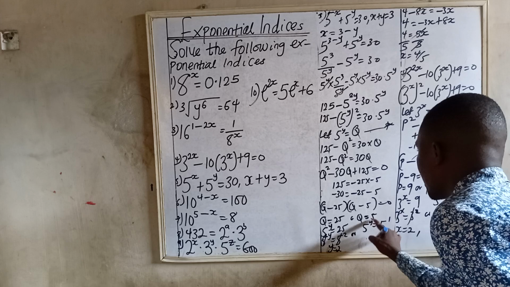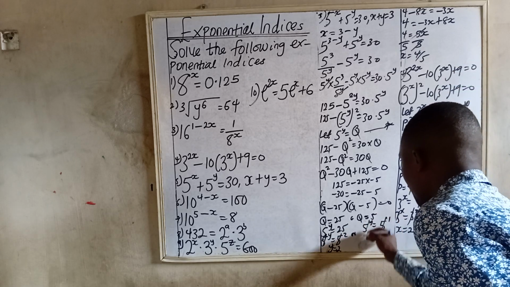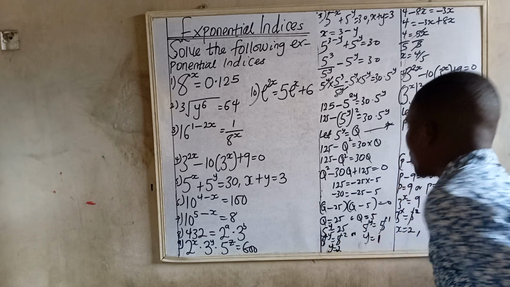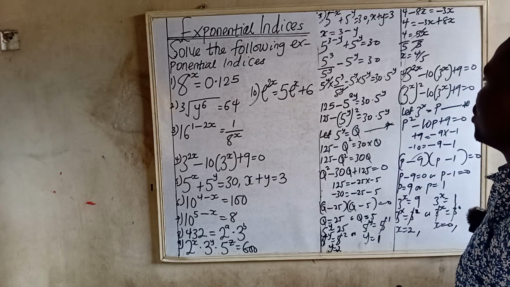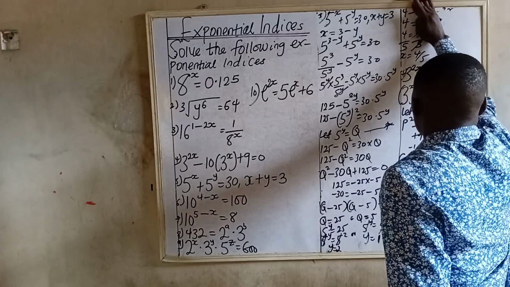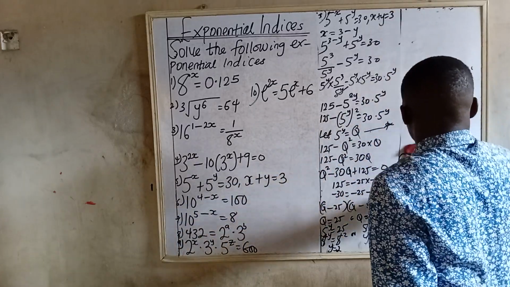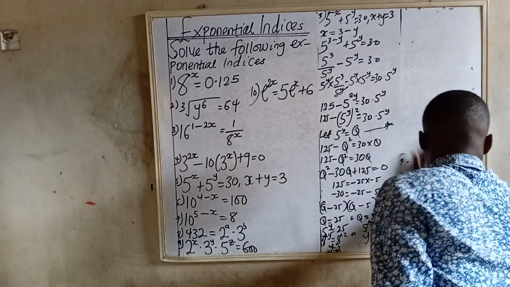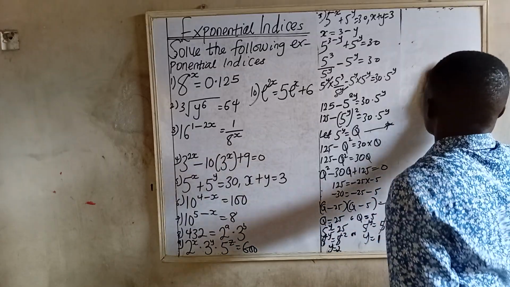5 to the power 1 is equal to 5. So 5 cancels 5, and our y is equal to what? 1. We have not changed anything. We did not change what? Anything. So let's continue. I hope you are learning something.